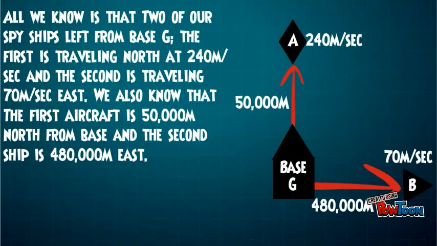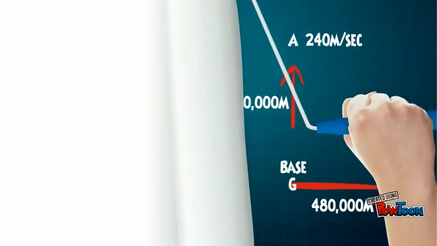All we know is that two of our spy ships left from base G. The first is traveling north at 240 meters per second, and the second is traveling 70 meters per second east. We also know that the first ship is 50,000 meters north from base, and the second ship is 480,000 meters east.